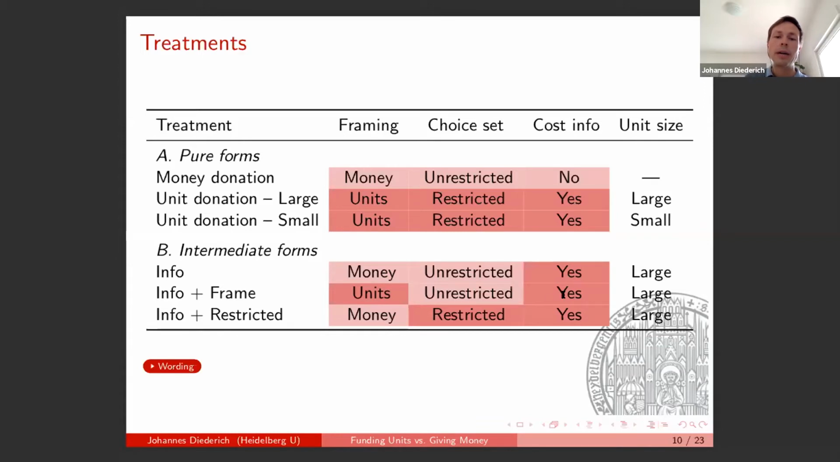Another treatment would have been one where we only restrict the choice while still asking for money and don't say anything about the marginal cost, about the price. We thought about this, but decided that this would be a rather weird treatment where we were not sure what the respondents would actually believe about why their choice is suddenly restricted for no obvious reason that we would give. These 3 intermediate treatments were run only with a large unit size for budgetary reasons.